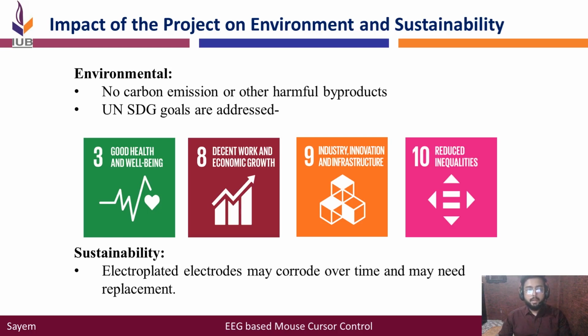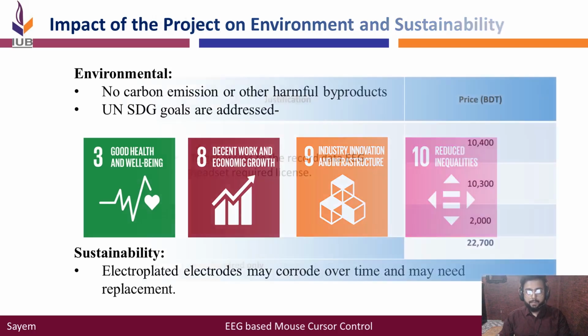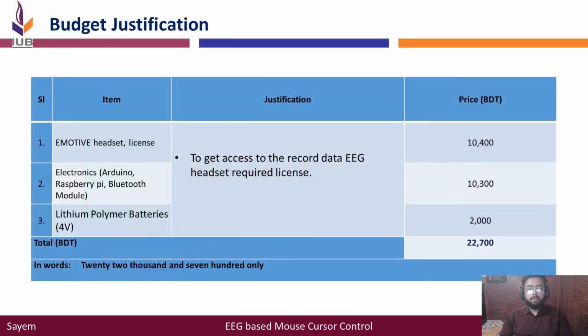Moving to the environment and sustainability impact of the project, we have observed four points, where number 3 is good health and well-being, number 8 is decent work and economic growth, number 9 is industry, innovation and infrastructure, and number 10 is reduced inequalities. And this is the overall budget, 22,700 only, that has been spent in our project.